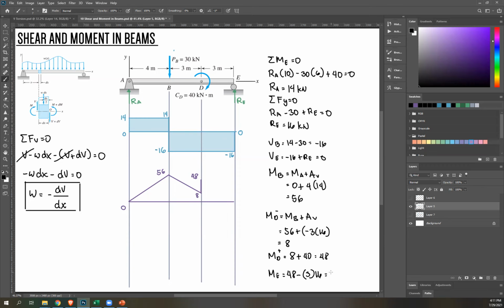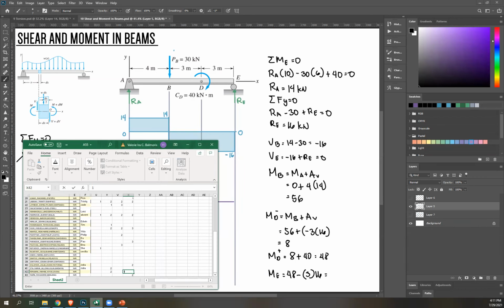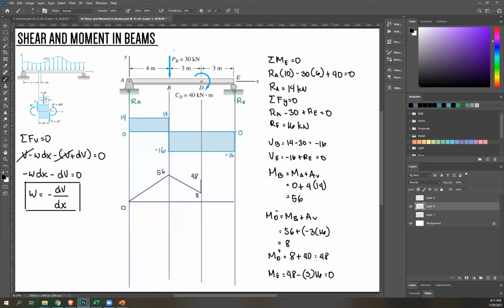Zero, correct, 0. So therefore, this line will end at 0. And that's your moment diagram. Okay, so that's number 1 for area method.